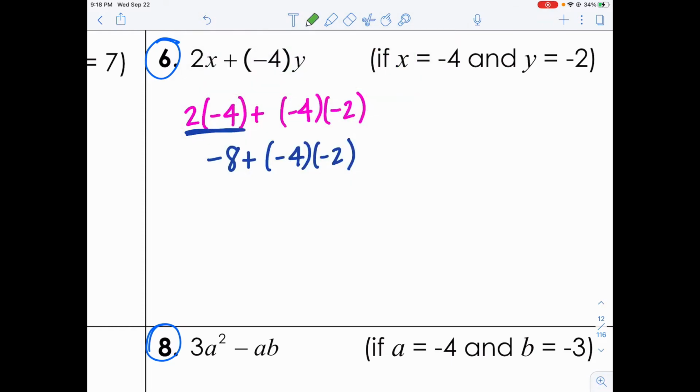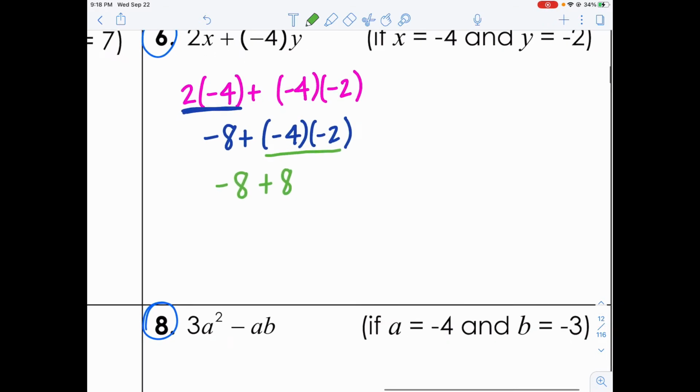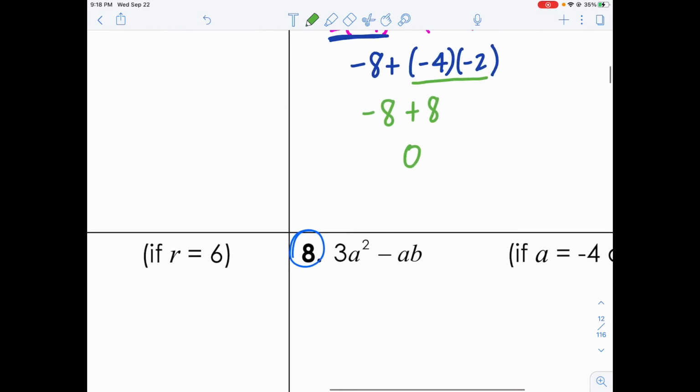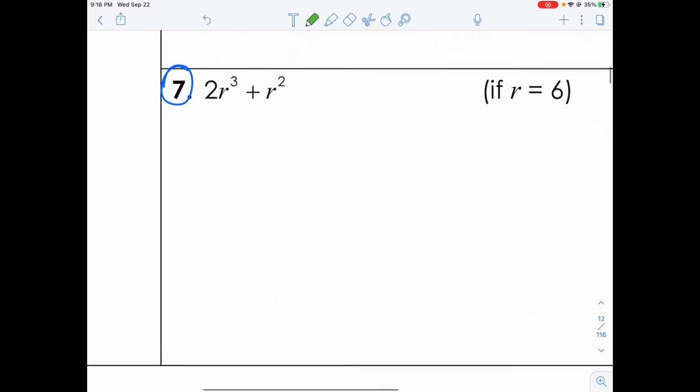Now continuing on, I'm going to do this multiplication. A negative 4 times a negative 2 is a positive 8. Bringing down what I haven't used, I have negative 8 plus positive 8, and a negative 8 plus a positive 8 is 0. Moving on to number 7.